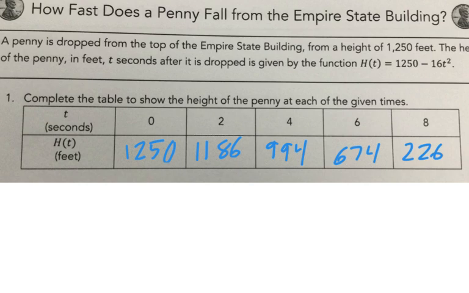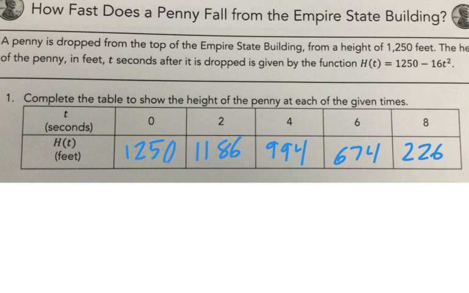Okay, so if I want to put in this function, I'm going to go y equals. Make sure that's cleared out. I'm going to go 1250 minus 16, and for t we have to use x. So right here's the x button. 16x, and then squared is right here. Everybody get that typed in?